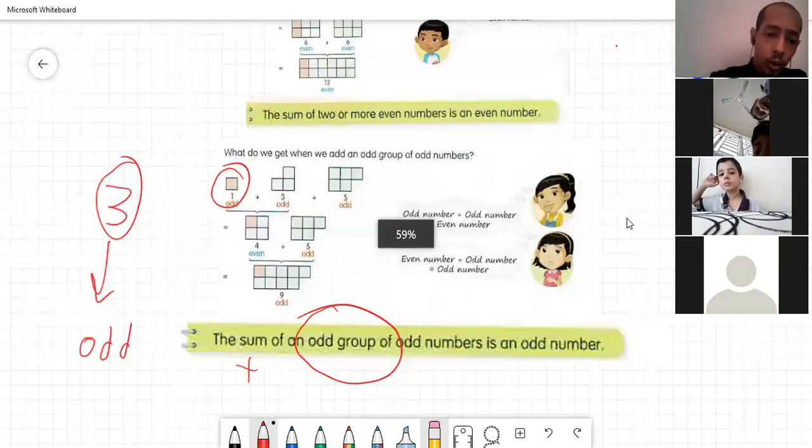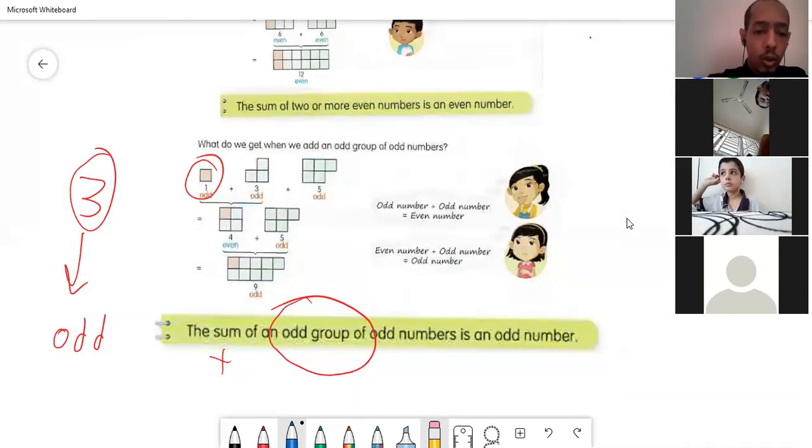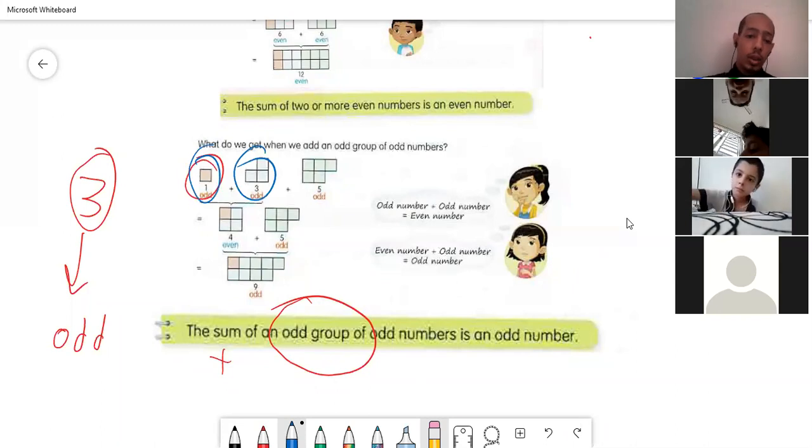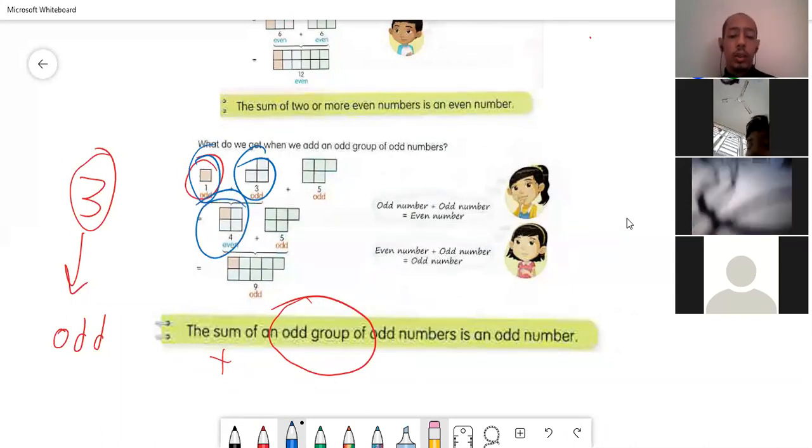I've said that we are now adding odd numbers, 1, 3, and 5. All of them are odd numbers. So if we add only two odd numbers, okay, the 2 is even or odd? The 2 is even, right? So this and this would make a group of 2 odd, an even group of odd numbers, right? So this is going to be even.